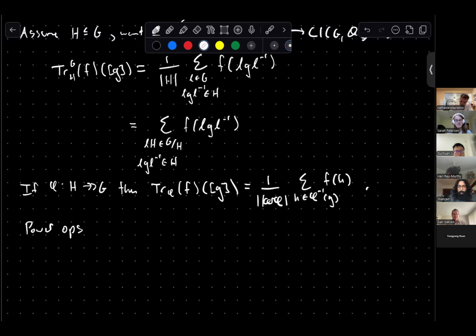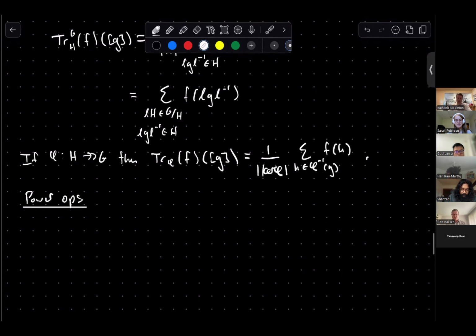So let's talk about power operations. The idea behind power operations is very simple, but somehow it leads to a lot of complicated stuff. So the idea is to take some G representation V, and all I'm going to do is raise it to the nth tensor power, which is something that I can do. That tensor product is over the complex numbers.